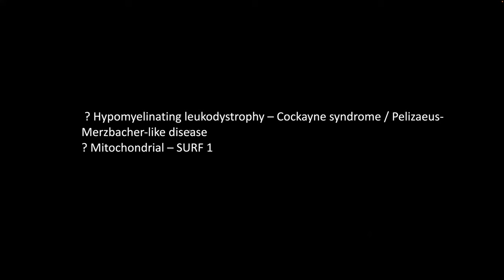I think the question was: was it hypomyelinating leukodystrophy, Cockayne syndrome, Pelizaeus-Merzbacher disease, or a mitochondrial SERPINE1 mutation? I can possibly say that it is none of these, if you take imaging into consideration. It is predominantly a dysmyelinating or demyelinating leukodystrophy with cystic changes, dorsal striatal atrophic changes, and brainstem hyperintense changes. This is not seen in hypomyelinating leukodystrophies, there is no calcification for Cockayne syndrome, it is not typical for Pelizaeus-Merzbacher, and I don't think it fits into a SERPINE1 mutation.